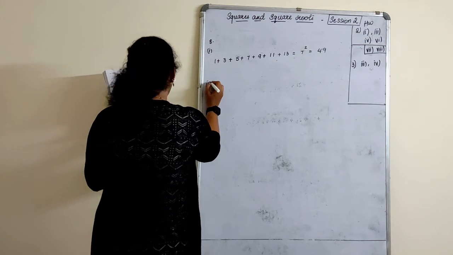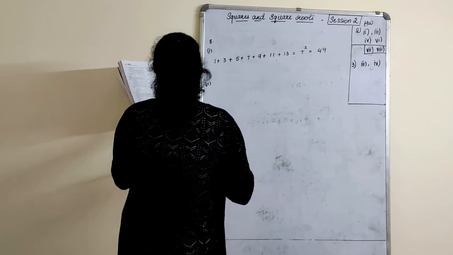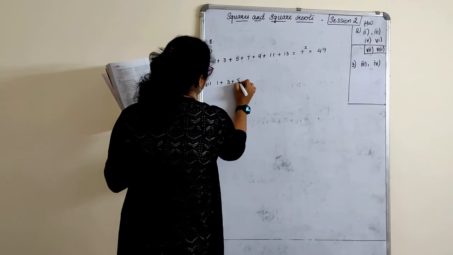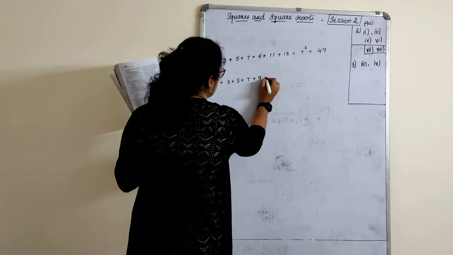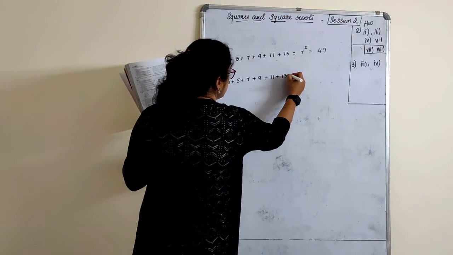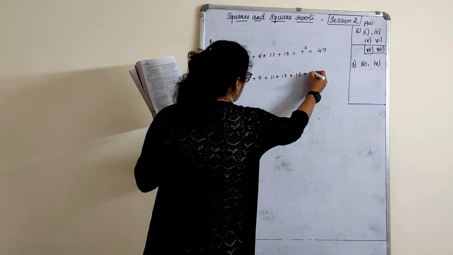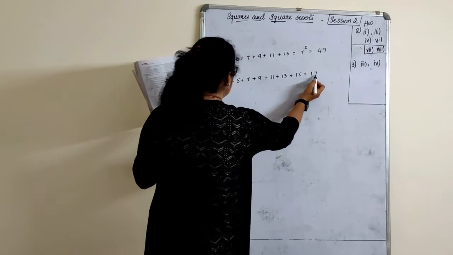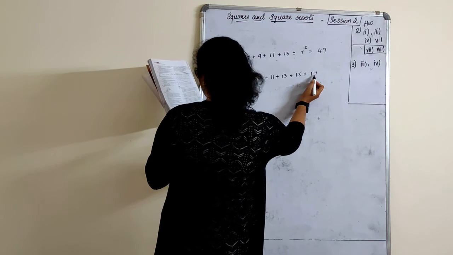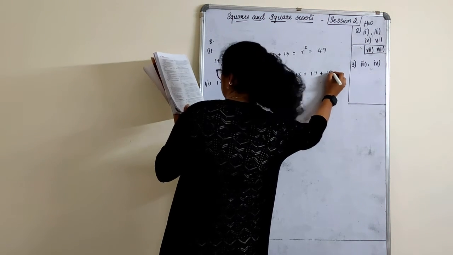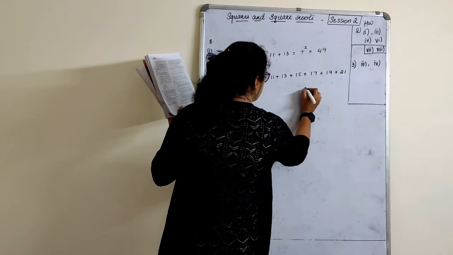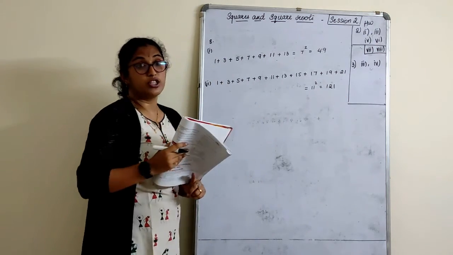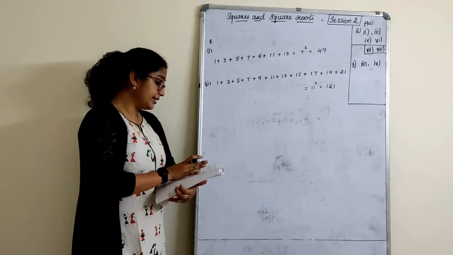That's all. Second one, what they have told: express 121 as a sum of 11 odd numbers. 1 plus 3 plus 5 plus 7 plus 9 plus 11 plus 13 plus 15 plus 17. Count 1, 2, 3, 4, 5, 6, 7, 8, 9. How many they have told? 9, 10, 11. That is equal to 11 square, 121. This is how the question can be asked in the other way, right?